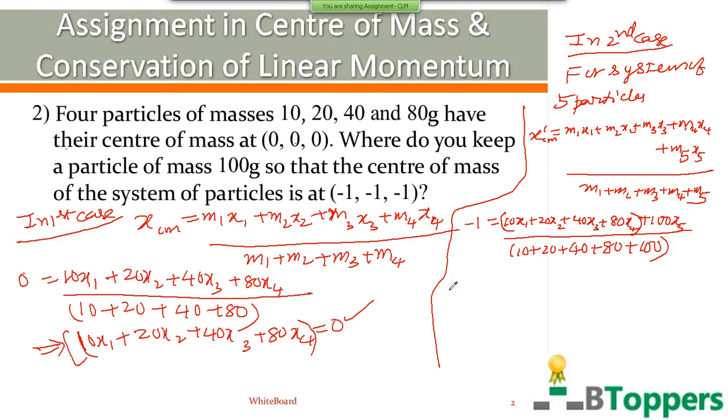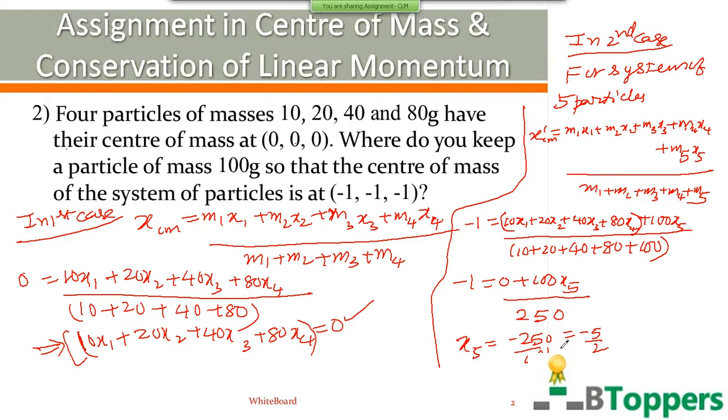in your numerator. So therefore you get -1 equal to 0 plus 100 into x5 divided by, you can simplify the denominator here, (250). So you get x5 equal to -250 by 100, or minus 2.5, or minus 5 by 2.